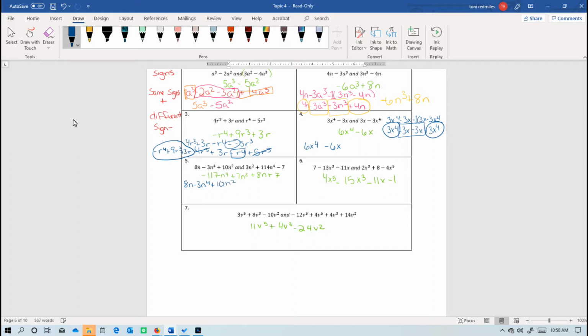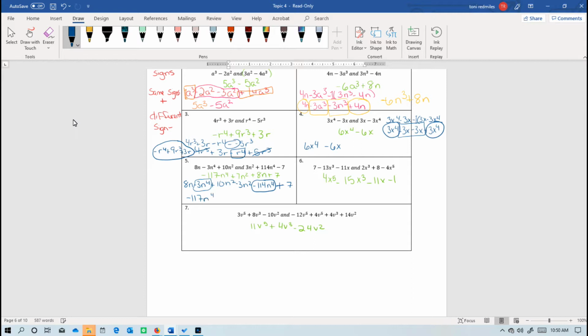All right, and I'm subtracting 3n squared. I'm subtracting 114n to the fourth, and I'm subtracting a negative 7. Clean up these two signs by making it positive. And my highest degree of power is this negative 3n to the fourth and negative 114n to the fourth. If I combine those, I'm adding up my debt. It's going to be a negative 117n to the fourth.